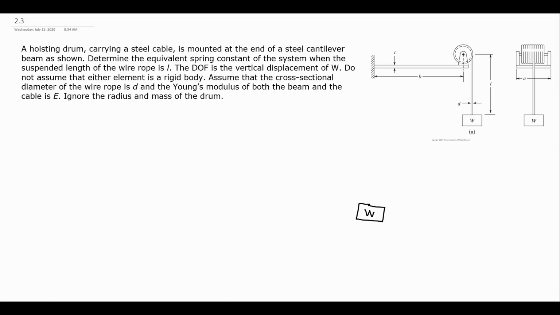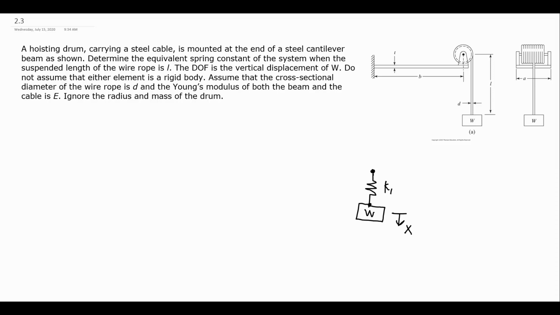All right, so what we are really trying to find here is we want to know, what we're tracking is this weight. I'm going to say that it is going to have a degree of freedom x positive down, just so we know what degree of freedom we're trying to track. And this weight is attached to the cable here, and the cable we are allowing to deform, and we're saying that the cable is going to act like a spring. So it's going to have its own K, and I'm going to call that K1. Right, so K1 will be the equivalent spring constant of the cable.